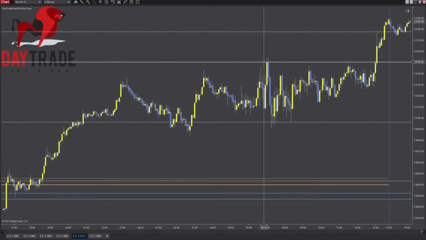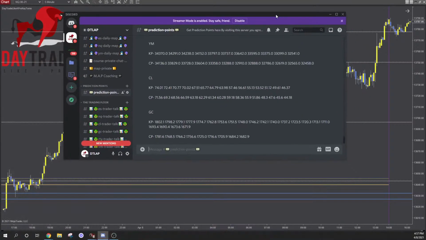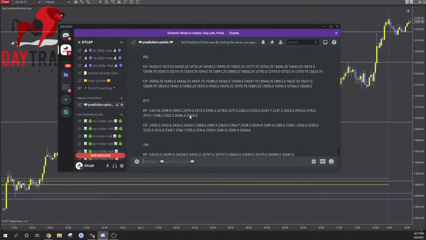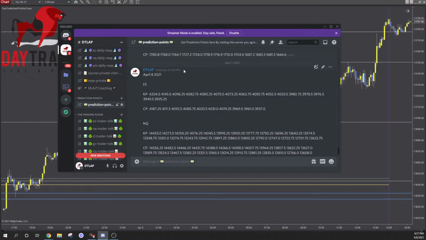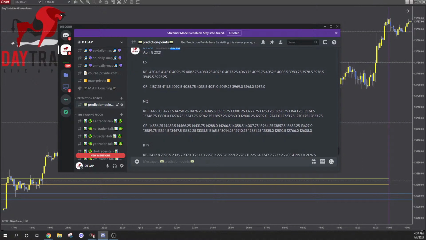We literally posted these last night. You can go back and look at them. We posted these yesterday, I think right after the market closed, just for reference, so you can get a sense of it. So this was yesterday at 2:30 Pacific time, and these are the KPs. We had 13,750 quarter and 13,696 quarter posted at 2:30 yesterday after the close.